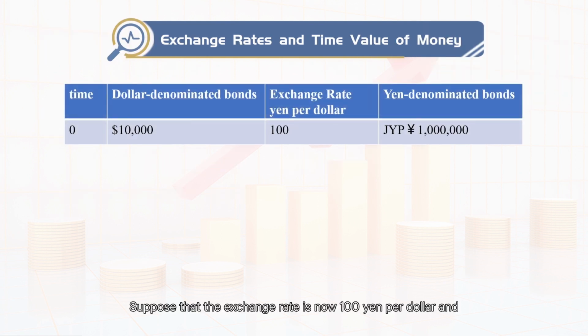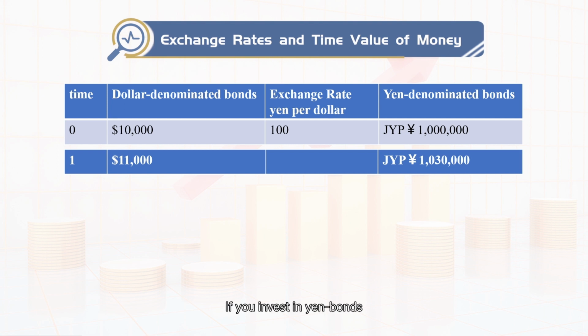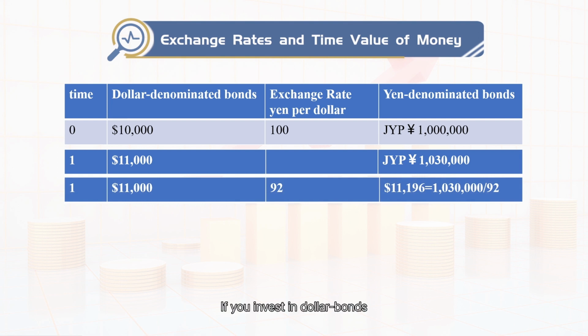Suppose that the exchange rate is now 100 yen per dollar, and therefore, your $10,000 is now worth 1 million yen. If you invest in yen bonds, you will have 1 million multiplied by 1 plus the interest rate 3%. That is 1,030,000 yen a year from now. If you invest in dollar bonds, you will have $11,000, which is equal to 10,000 multiplied by 1 plus the interest rate 10%.